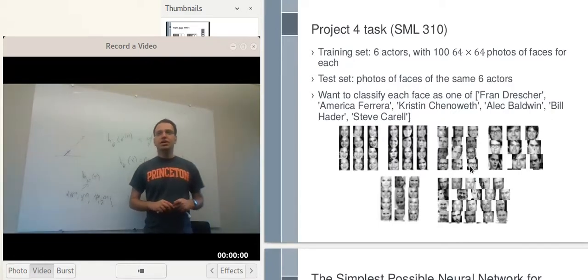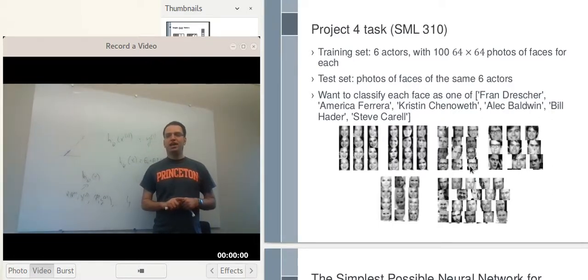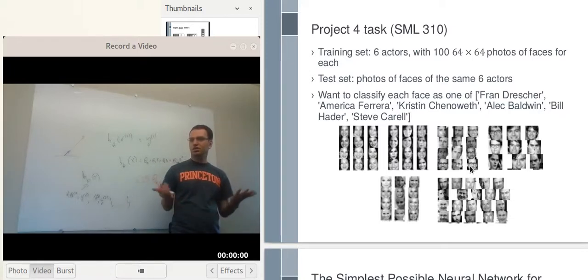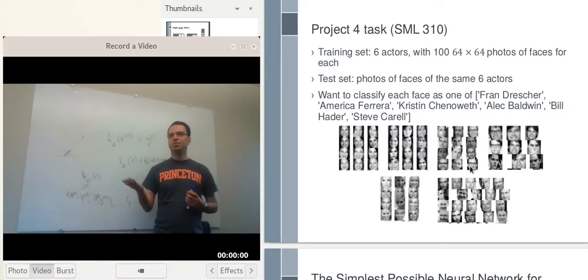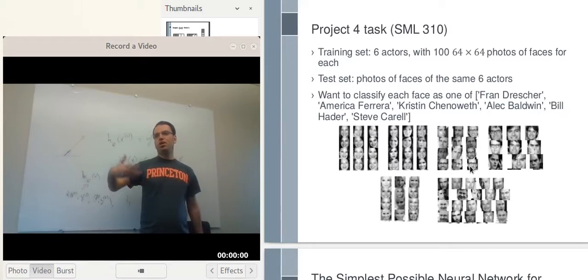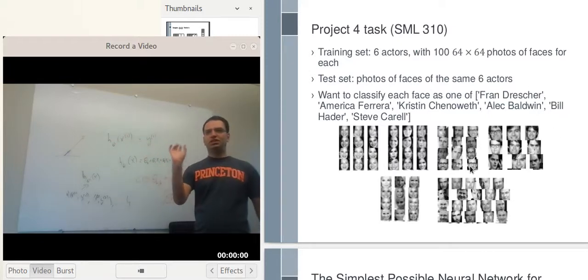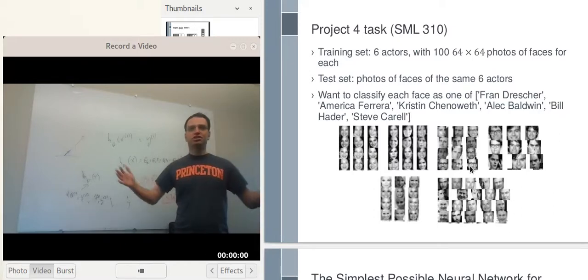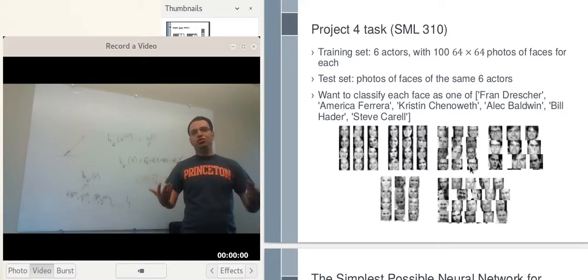So let's look at the specific project four task. So we have 6 actors, 100 images, 64 by 64 faces each. By the way, the reason they're all the same size is that otherwise you can't compute the dot product of two vectors that are different lengths. So what you do usually is you pre-process all the images to all be the same size.